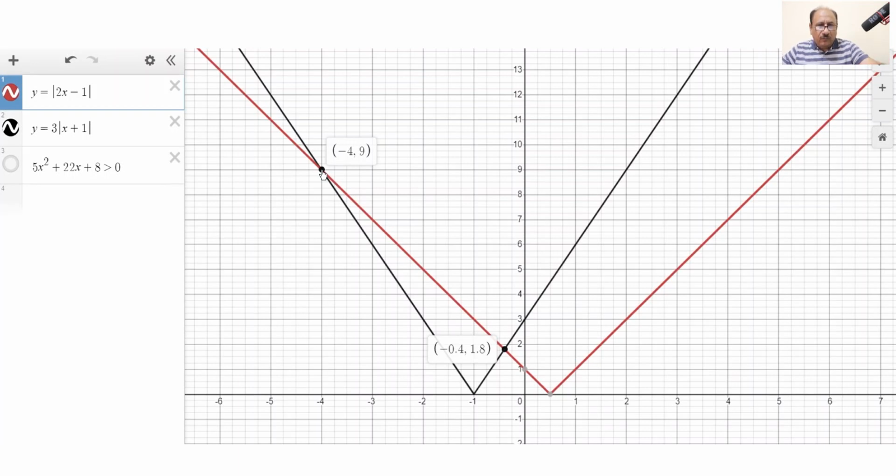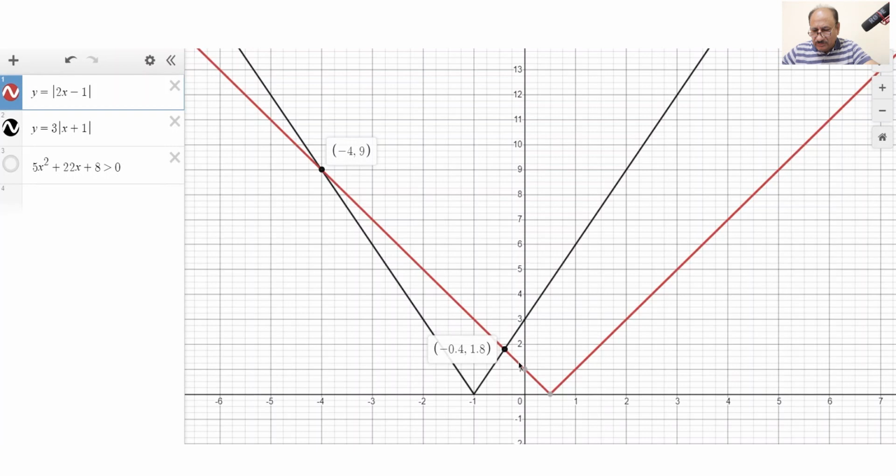So our inequality is mod 2x minus 1, which is this red graph, and it should be less than the black portion, y equal to mod of 3x plus 1. So we will check from the graph for which area the red portion is lower than the black graph.